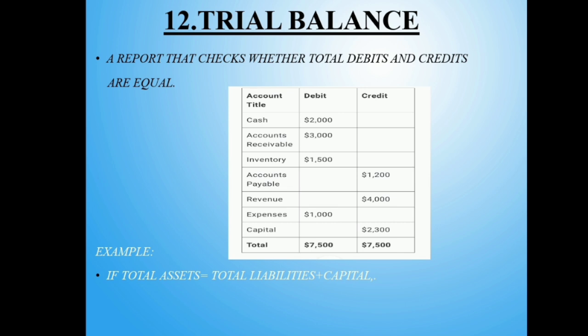Then trial balance. A trial balance is a summary of all the financial balances in an organization's accounting system. It's used to check the correctness of the accounting entries. In simple terms, it ensures that total debits equal total credits in the double entry system. Let's look at an example where total assets equal total liabilities plus capital. This is the example of a trial balance.